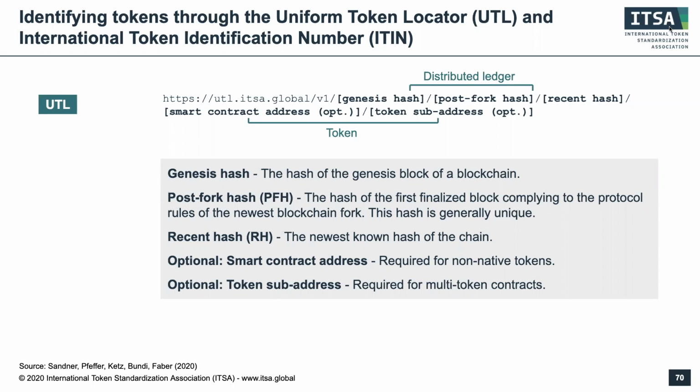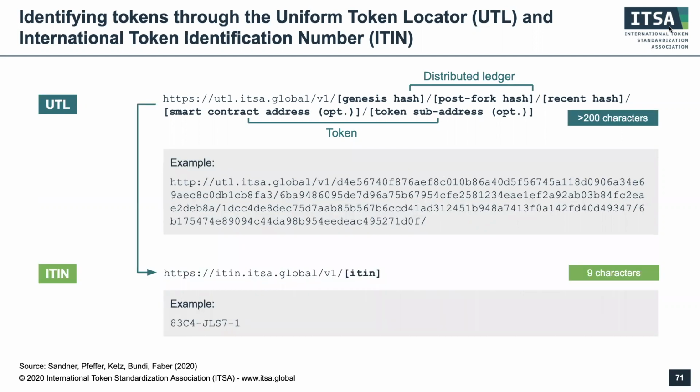And in case we would like to identify tokens created, for example, by a smart contract, then we would need also the optional argument of the smart contract address, which would be required for non-native tokens. And in case we have multi-token contracts, for example, non-fungible tokens, NFTs, then a token sub-address would also be needed. As an example, you see here, for example, an ITIN on the lower half, A3, C4, and so on. That's easily memorable by human beings.